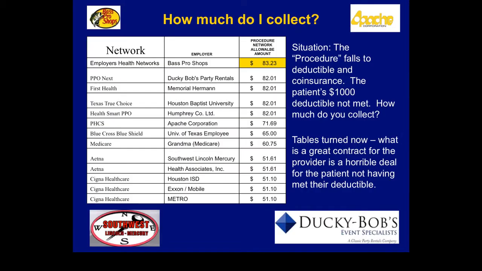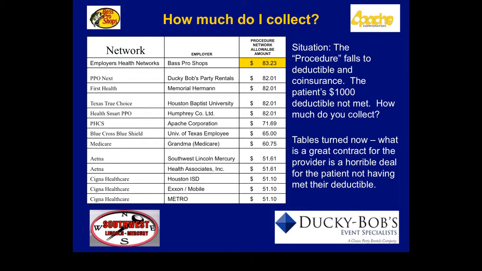We then have, how much do I collect? Well, now here's an interesting situation. Pay attention. I have a $1,000 in-network deductible that I haven't met. Actually, I should have made it $2,500, but say I had a $1,000 in-network deductible not met. I have a procedure that does not fall to a copay, but it's going to fall to my deductible. Well, remember back in our discussion of how much I get paid, I wanted to see all the Bass Pro Shop employees because I, as a practice, would get paid $83.23. And oh my gosh, I sure wouldn't want to see Exxon or Houston ISD employees or Health Associates employees because I only get paid $51.61.